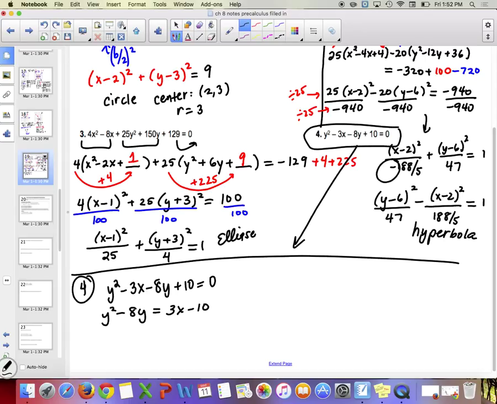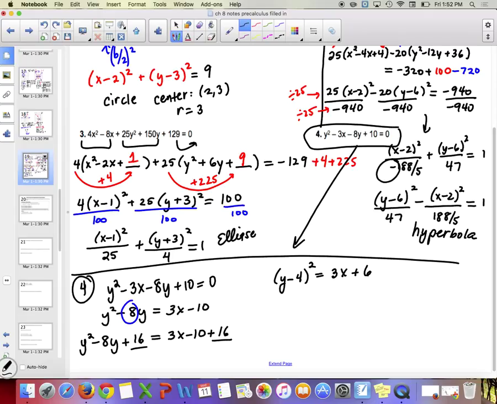Okay, and we complete the square just on this number right here. So when I divide it by 2 and I square it, I get 4 squared, which is 16. So I'm going to add that to the other side. So I've added that to both sides. So I get y minus 4 squared equals 3x plus 6.